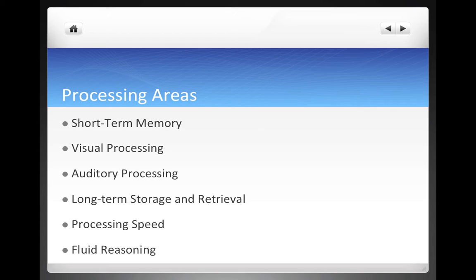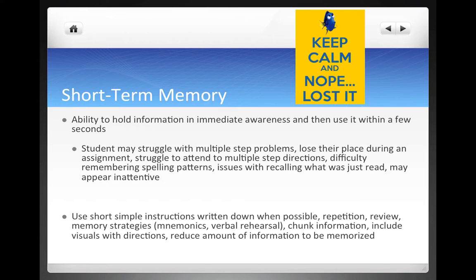So there's a variety of processing areas, and if you look through your own students' assessments, you're going to see these processing areas identified and defined in the testing, and we're going to spend some time looking at each one. So first we're going to start with short-term memory. Short-term memory is a very short, immediate holding of information. So you're holding something in your short-term memory for a very quick amount of time in order to use it in an immediate session.